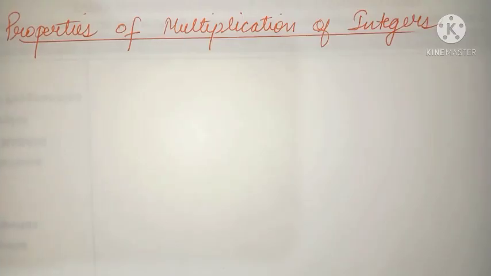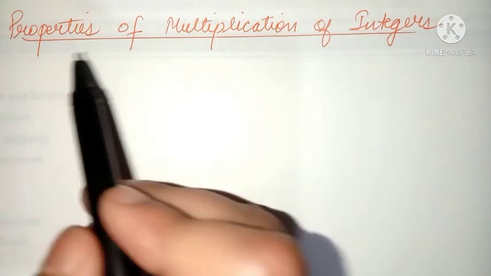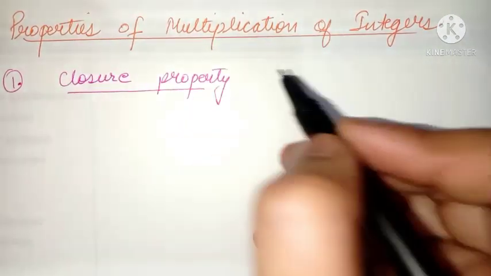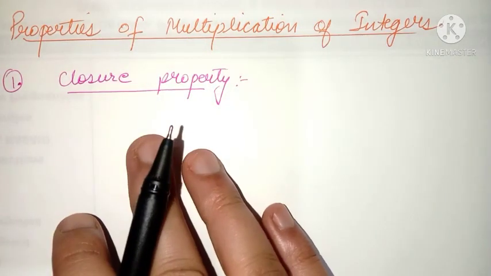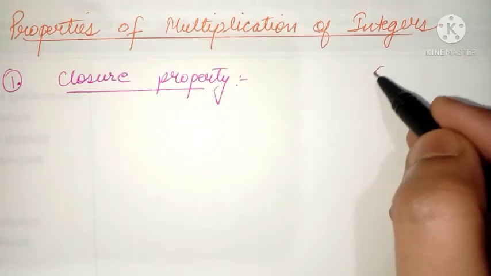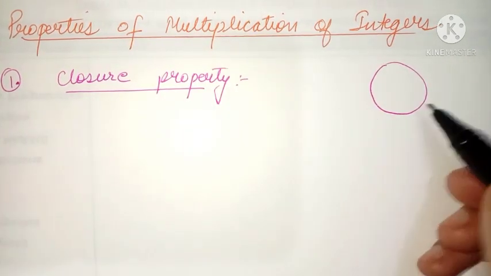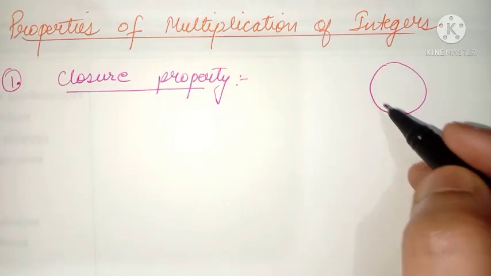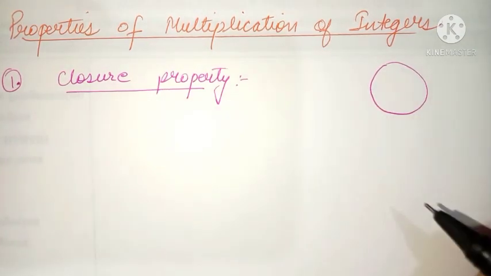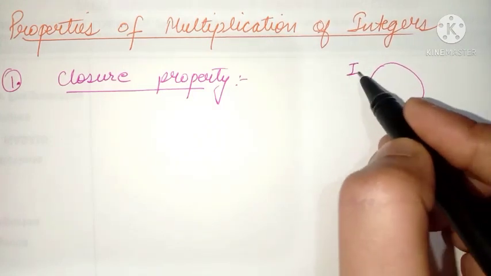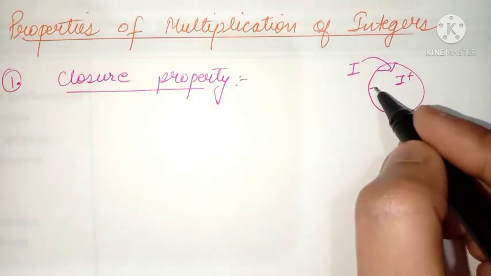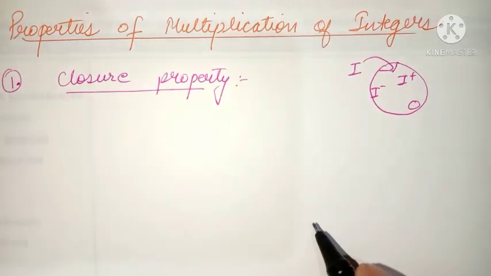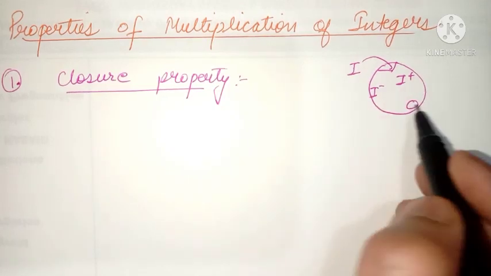Now here comes the super important concept for this chapter, the properties of multiplication. First is the closure property. What does this property say? Suppose you have a bag or box or whatever it is, and we are going to collect all the integers in this bag, that is the positive numbers, the negative numbers, and zero itself. So all of the integers are kept in this bag.